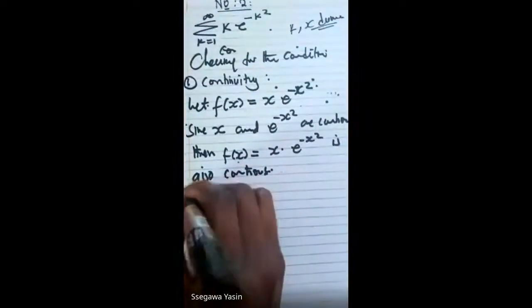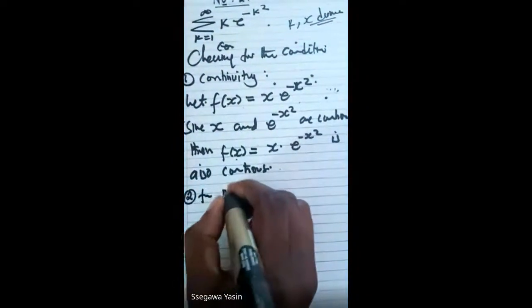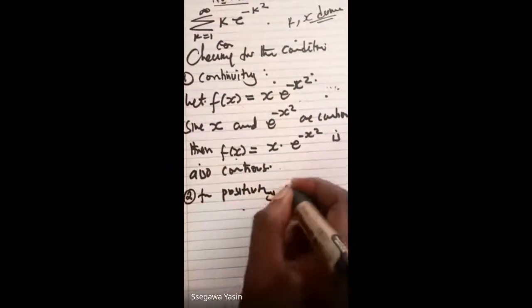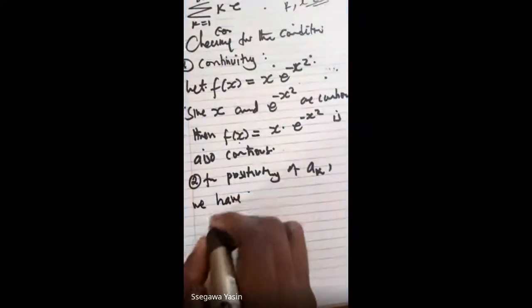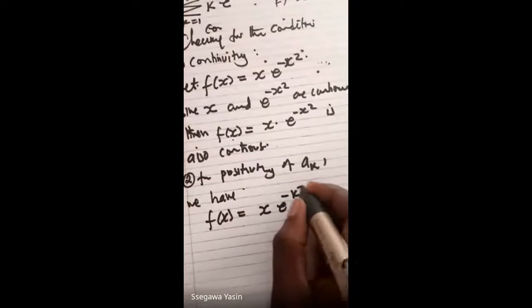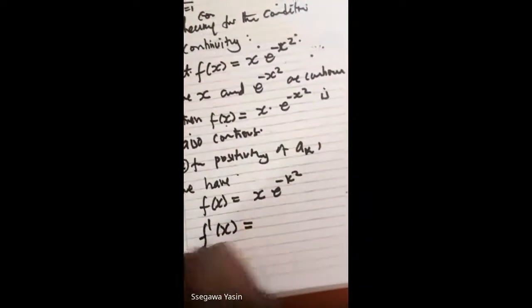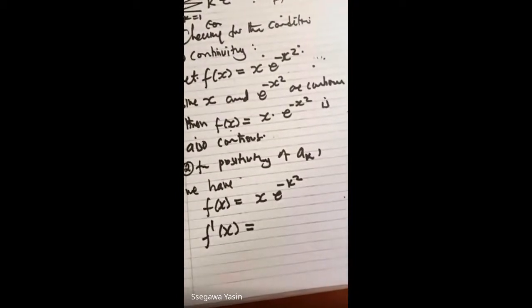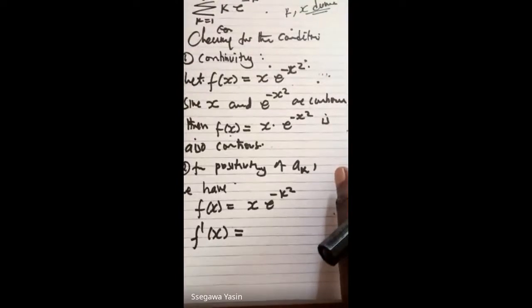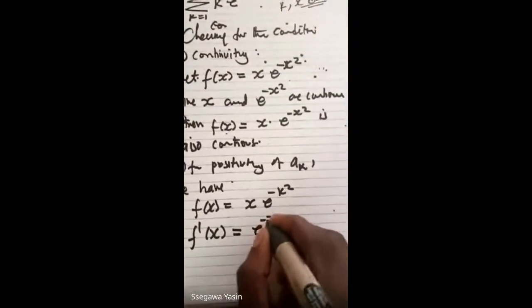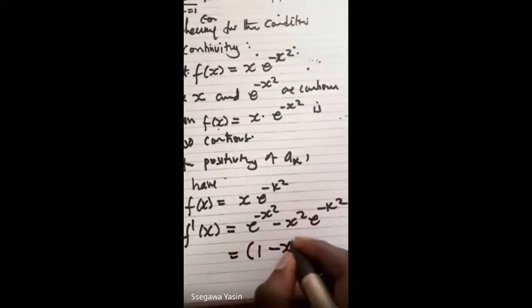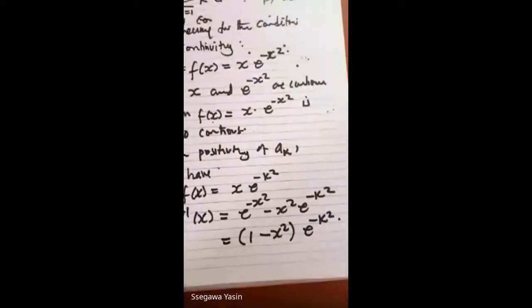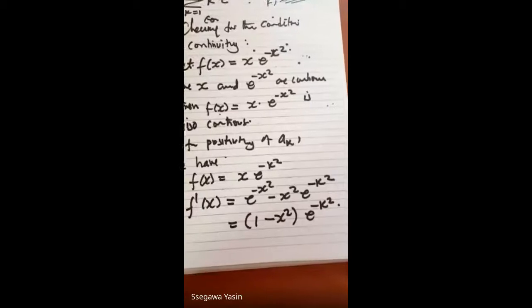Thank you. So, 2, positivity. For positivity, what do we have? We have f of x equals x exponential negative x squared. What is the derivative of this? Because we said it's better we use the component of the derivative. Can you see that this is the same as x squared e to the negative x squared, which is the same as 1 minus x squared, times e to the negative x squared? Can you see that? Yeah. Good, you are bright.